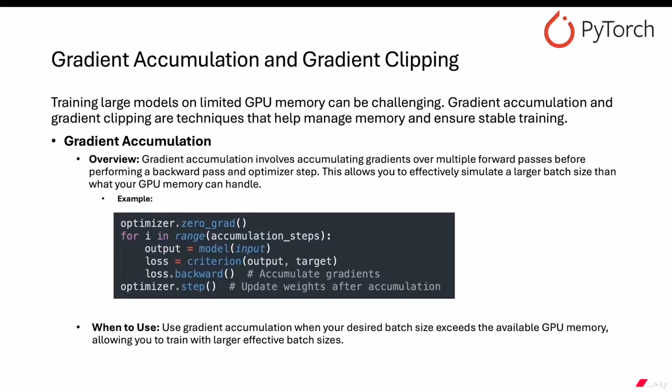Here is an example where I'm saying optimizer.zero_grad(), for i in range(accumulation_steps): output = model(input), loss = criterion(output, target), loss.backward() where you accumulate gradients, optimizer.step() to update weights after accumulation. When to use it? Use gradient accumulation when your desired batch size exceeds the available GPU memory, allowing you to train with larger effective batch sizes.